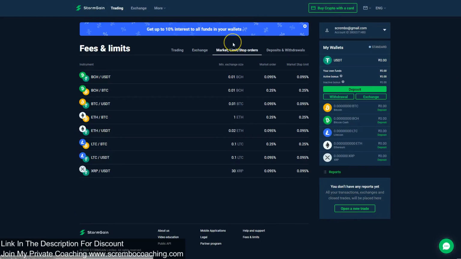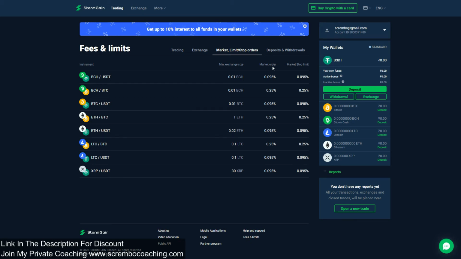The next category here is the market and limit stop orders. Here we have a minimum size for the features of the platform that you can apply on the market and stop limit orders. Market order has a fee when you execute it. Market stop limit has this fee when you execute it. If I look at it, it's basically the same as the market order. So when you open up a trade and you do a market order, that's what you pay. When you do a market stop limit order, that's what you pay as well.